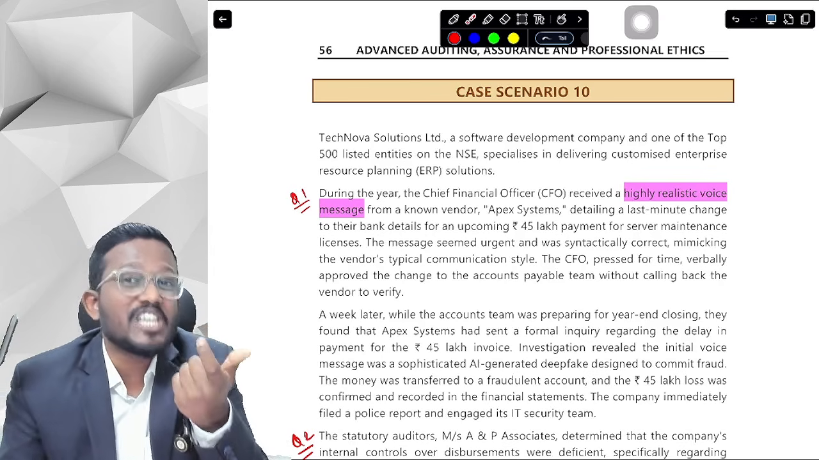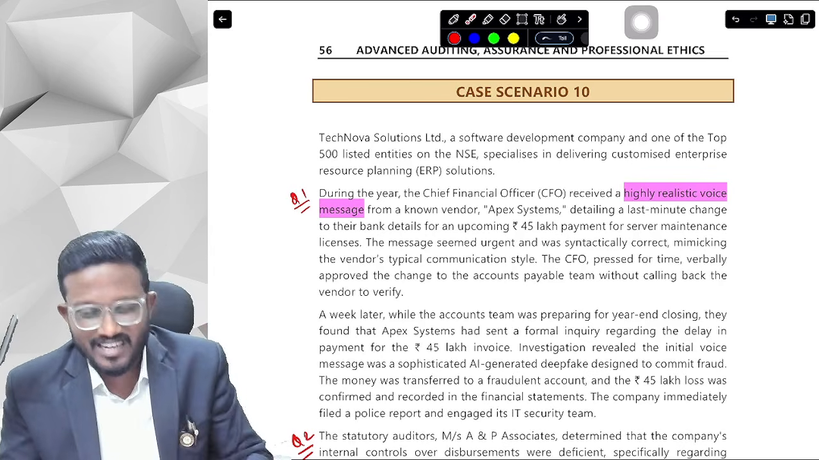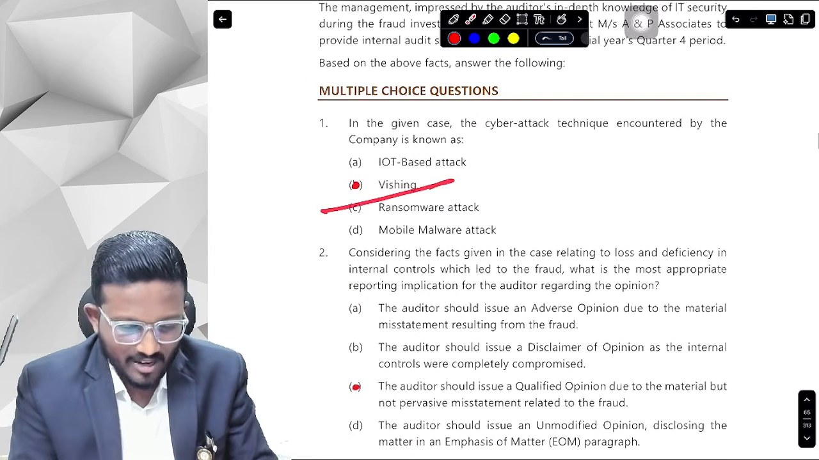Voice message phishing, voice phishing, we have already discussed in digital audit. So it is phishing. Okay, perfect.